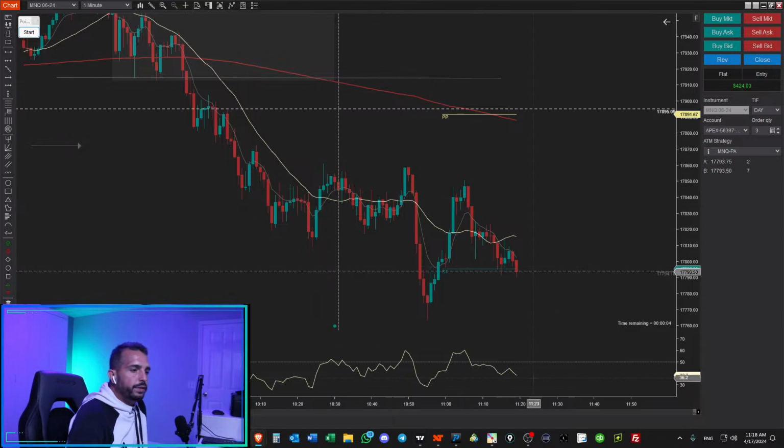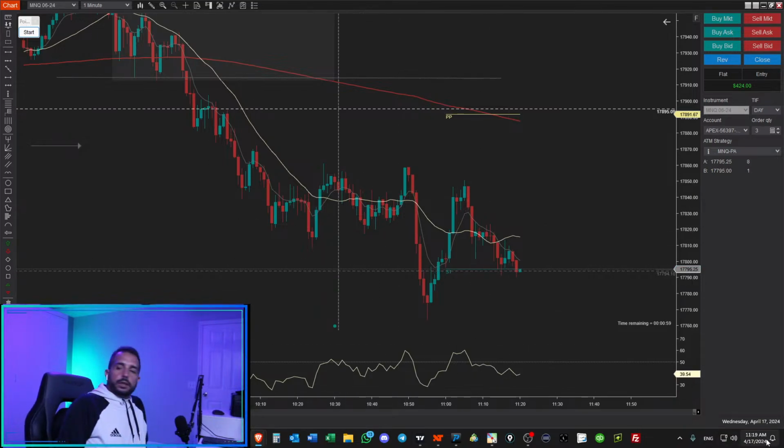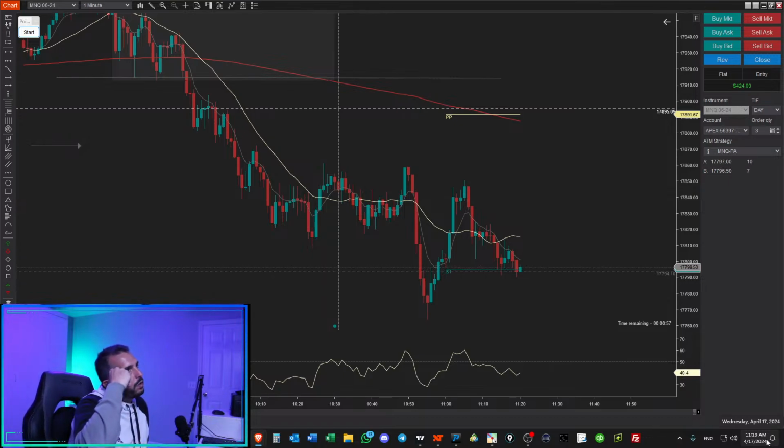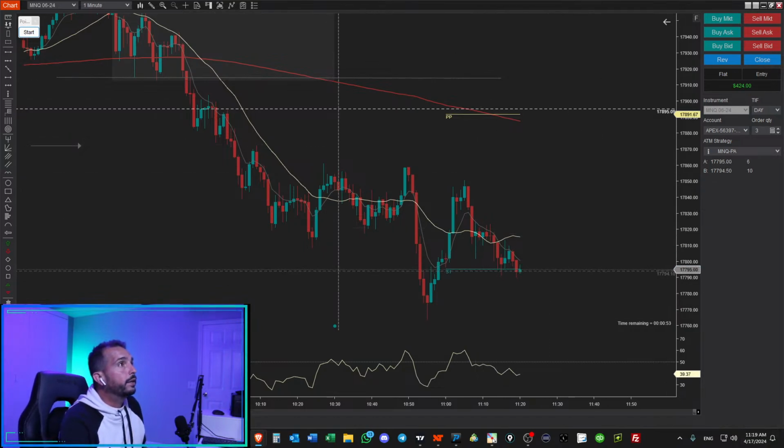Pretty nice trade. 11, 18. I kind of wanted to take a break. Just waiting to see if we get one more trade. I don't think I've got any more accounts that I needed a trade for right now.